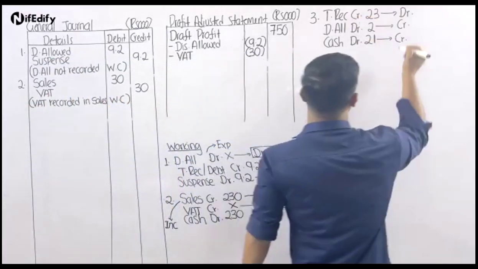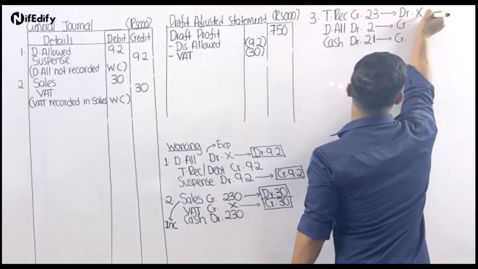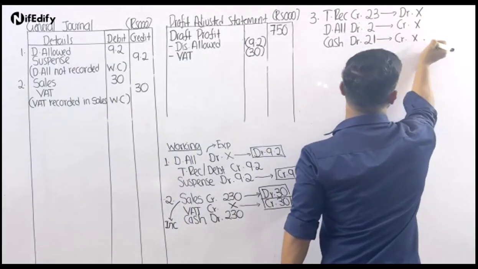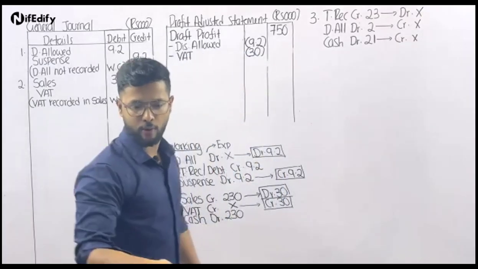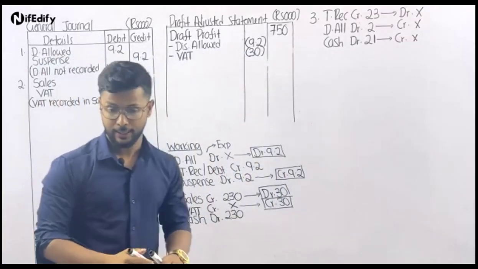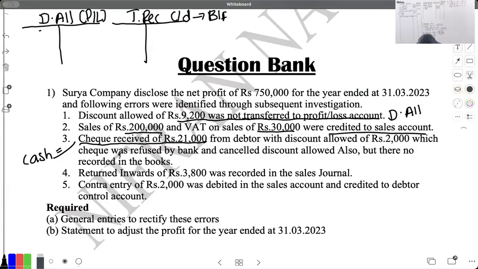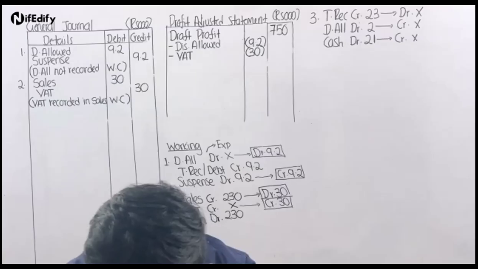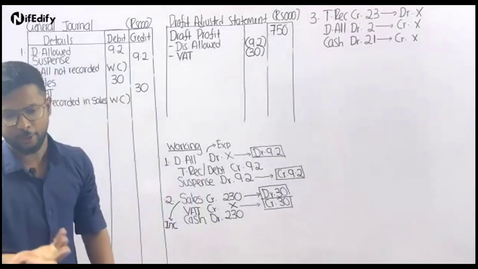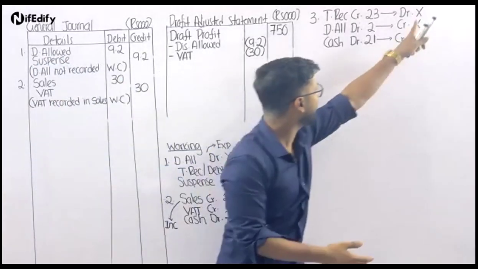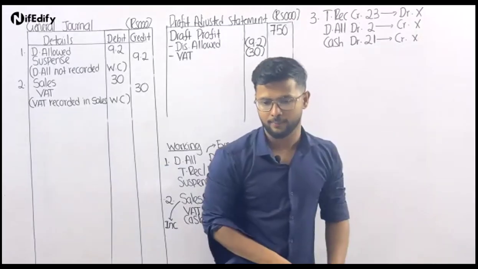Look, so now no entries are made. Am I correct? No entries are made. Why? Because that's what they clearly tell you. No records have been made in the books for the check refusal, right? So now you just need to reverse it. You just need to make all these 3 entries, and with that, you are done.